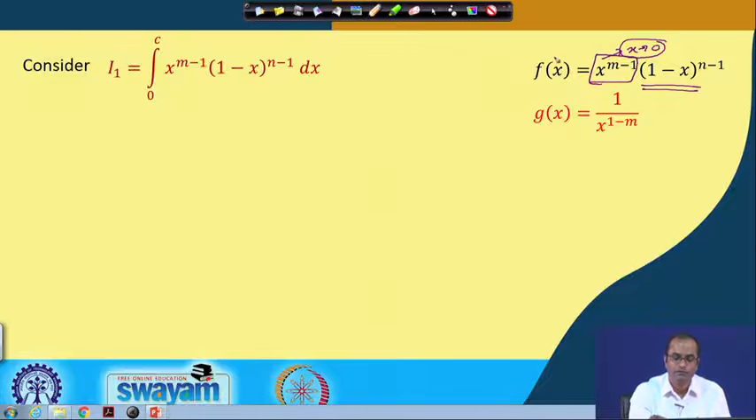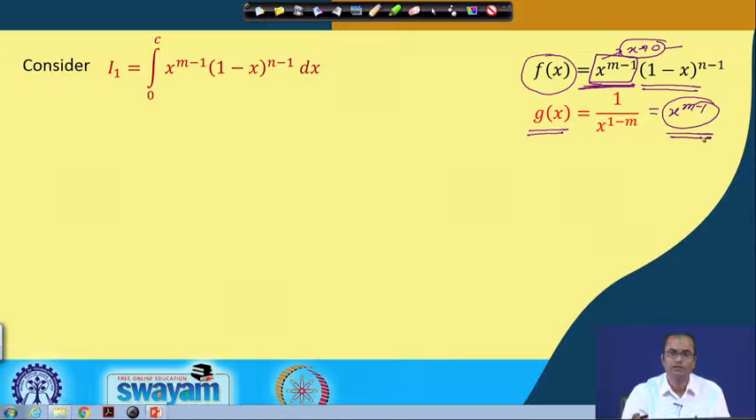This is the part of the function which is actually making this integrand unbounded. So, the behavior of this function as x approaches 0 will be taken from this x power m minus 1, and that is the reason we have chosen g x as 1 over x power 1 minus m, which is nothing but x power m minus 1. So, we have taken this g, and now we will take the ratio, so that the part which is making it unbounded will cancel out, and we will get some finite limit in that case.